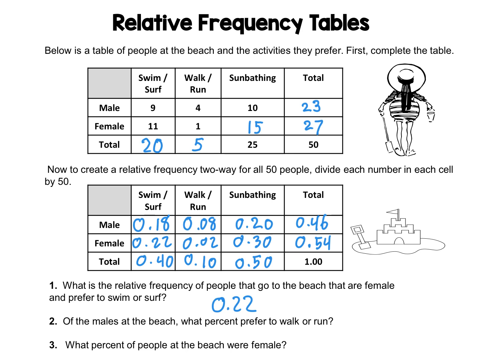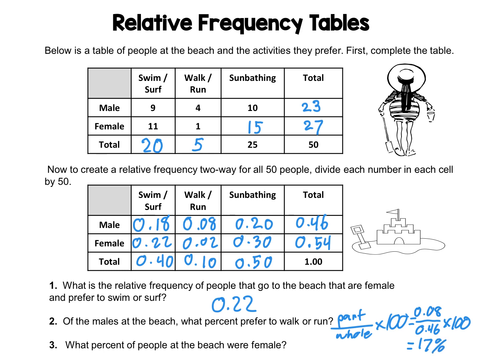Our next question is, of the males at the beach, what percent prefer to walk or run? Remember, a percentage is a part divided by a whole times 100. In this case, the whole is the males at the beach. So our whole is going to be 0.46. And our part is the number that prefer to walk or run. So the males who are walking or running is 0.08. Then we're going to multiply that by 100. This gives us a total of about 17%.